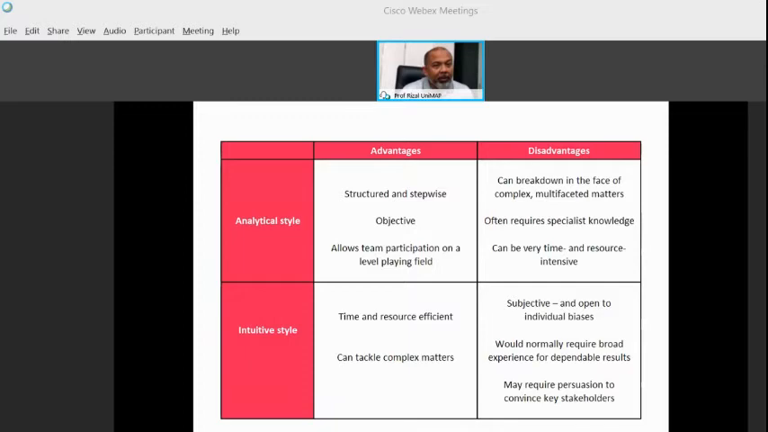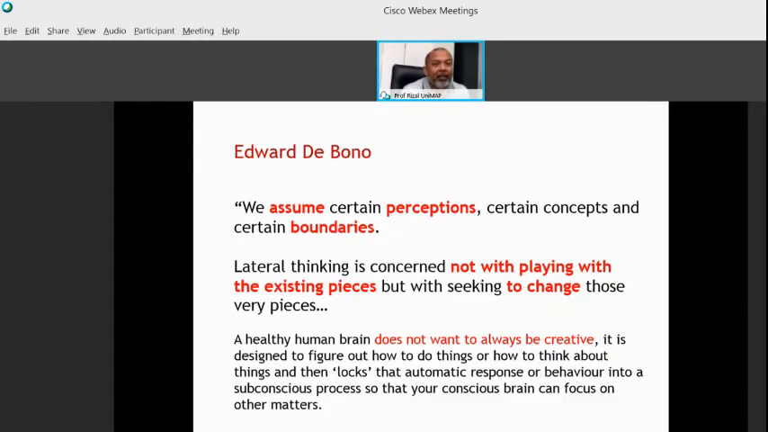assume it must work within certain boundaries, within certain assumptions, and within a certain approach, adopting certain perceptions. Whereas in lateral thinking, we seek to challenge the perception, we seek to challenge the assumption. So that allows us to approach the problem from a slightly different angle.